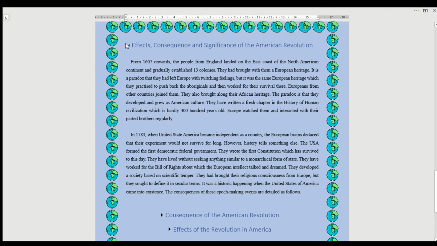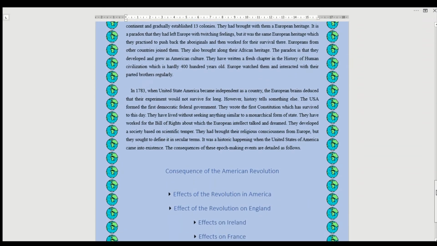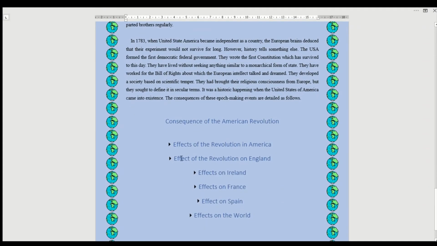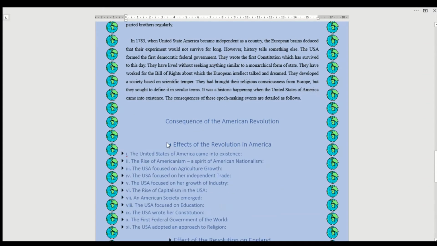Now allow me to share with you the details which I have provided. I have given an introduction to this aspect of the significance and effects of the American Revolution. In consequence of American Revolution, I have made a subpoint: effects of revolution in America. This I have covered under 11 points.